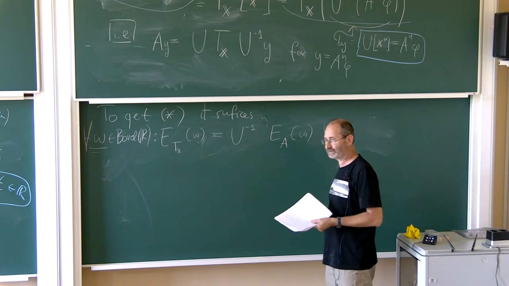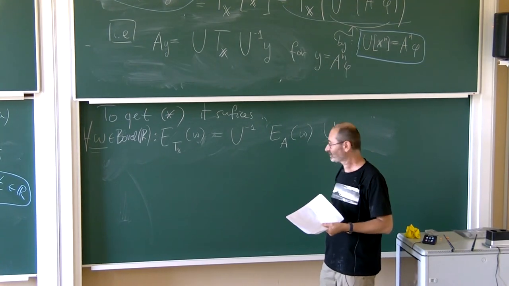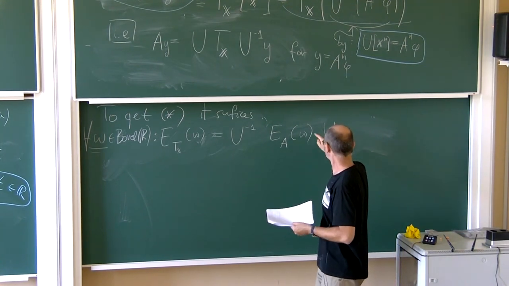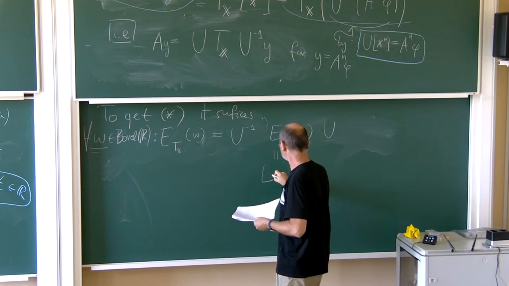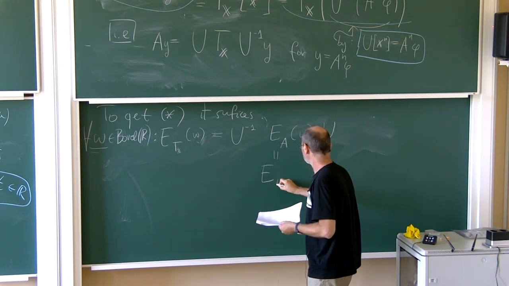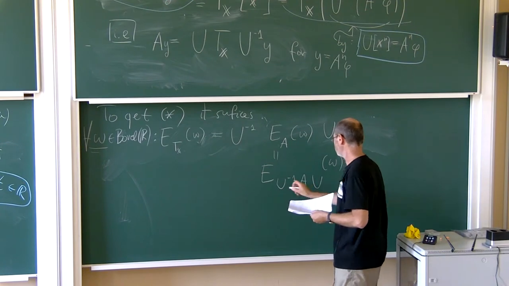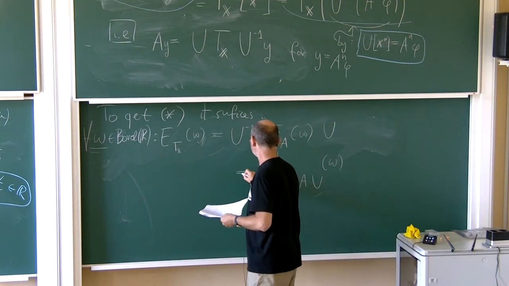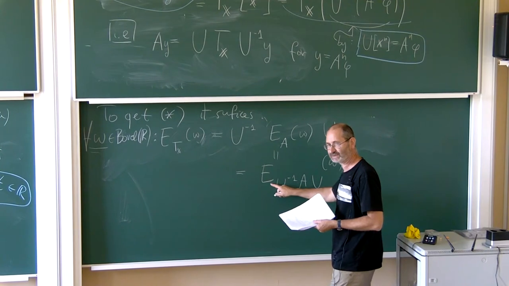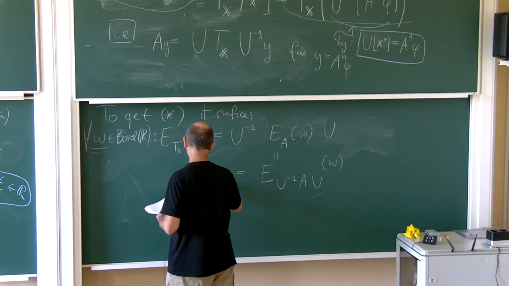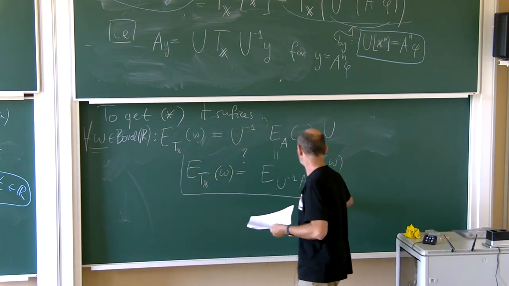And now the problem is how to get this. So first, we know, also from the uniqueness of the spectral measure, that we can get it with those unitary equivalents here. This is convenient because now we are in the same space. Both projections are in the same space. So this is what we should prove.